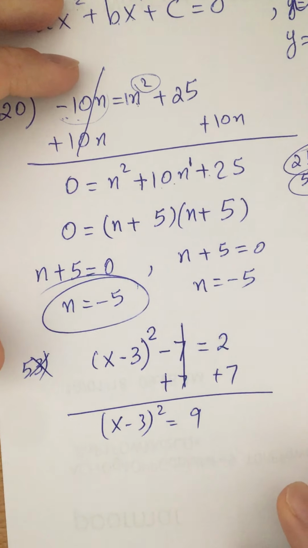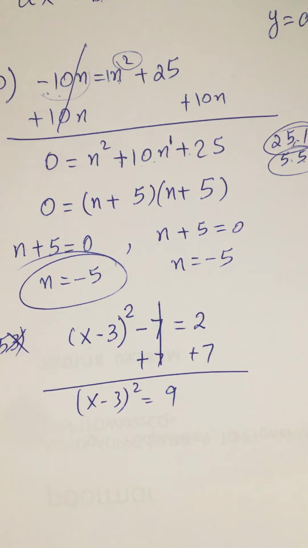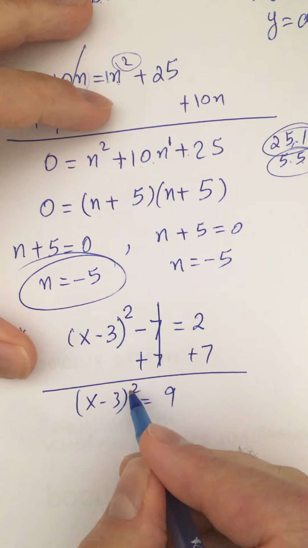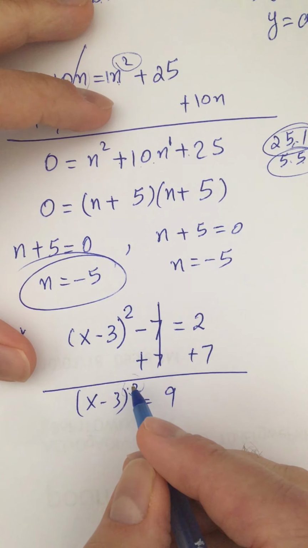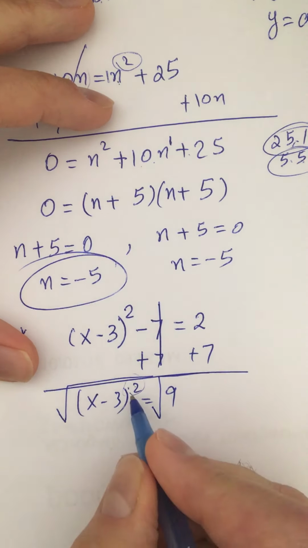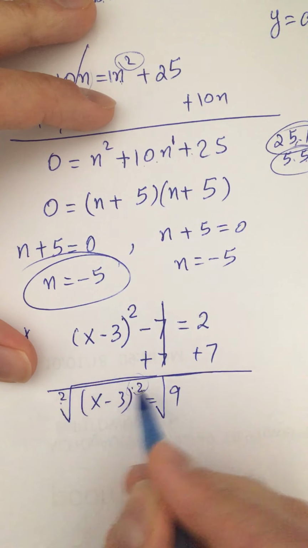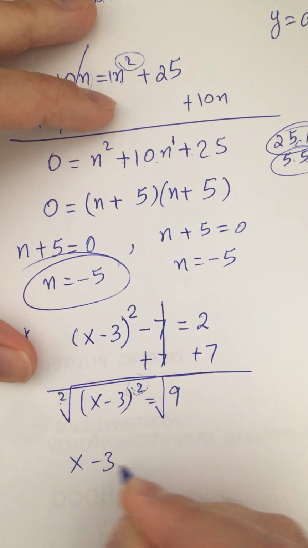Gives you 9. Now I'm going to use square roots. That's another way of solving quadratic equations. You're going to use square roots. Because I want to get rid of this, so I'm going to take the square root of both sides. There you go. Why am I taking the square root? Because you remember power over the root, they cancel each other out. So you get x minus 3.